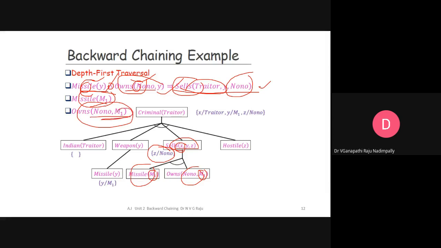Owns. Who is owning the missiles? Please tell me, who is owning the missile? For time being, we will know that z can be, okay, it is not exactly. Now, can I replace z with no for time being? Because x, y, z: x can be traitor, y can be missile, and for time being, can I replace z with no? I am not saying that it is exactly no. From this equation, can I replace z with no? Anyone will agree for this?